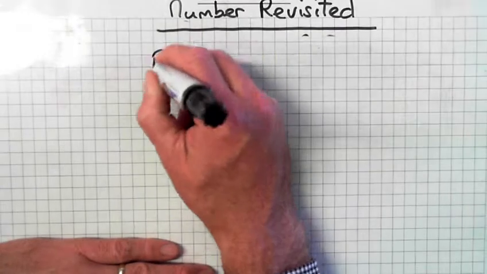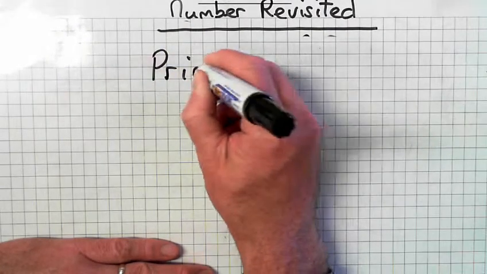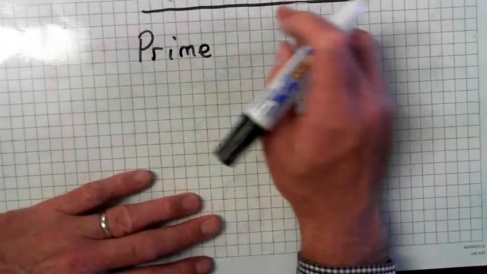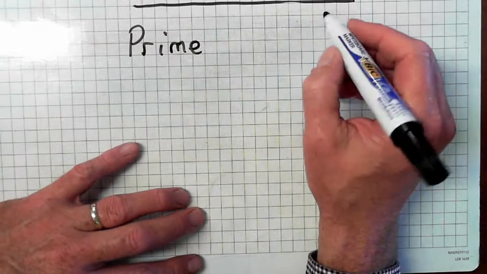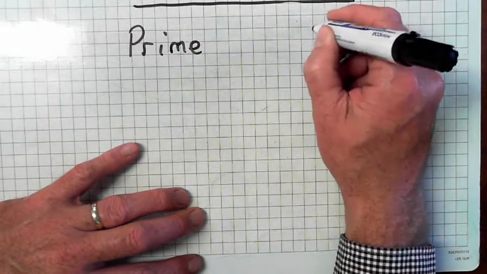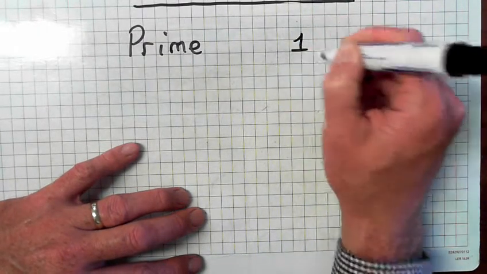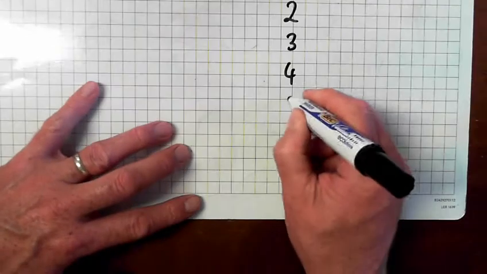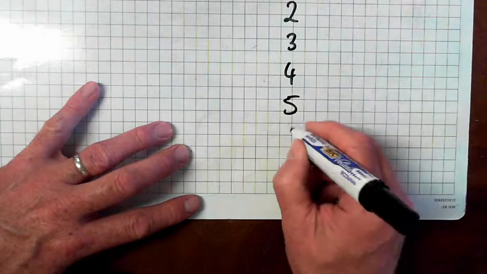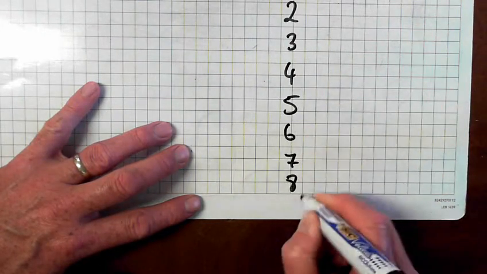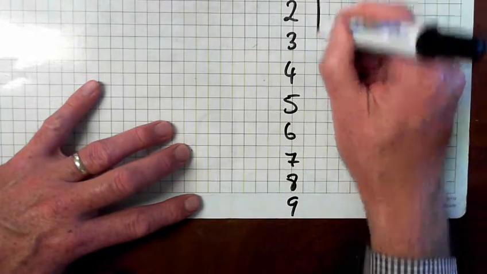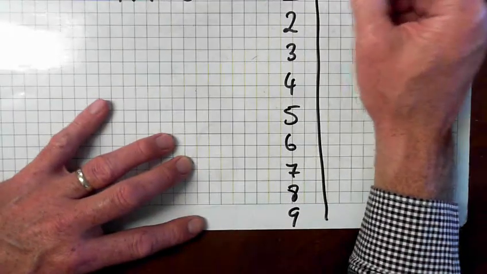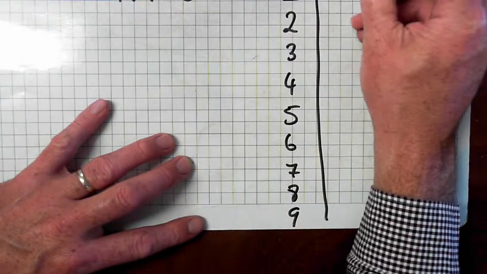Okay, what are prime numbers? Prime numbers can be divided by themselves and 1. How do you find out what numbers are prime? It's easy, by just writing down the natural numbers, 5, 6, 8, 9, and writing out their factors.